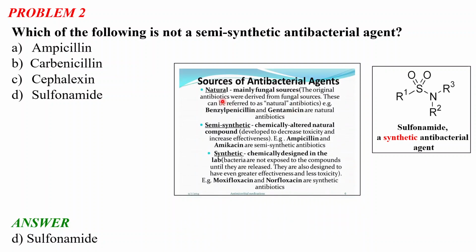Now there are various types of sources of antibacterial agents. First and very important is the natural antibacterial sources, mainly the fungal sources. The original antibiotics were derived from fungal sources. This can be referred to as the natural antibiotics. For example, benzyl penicillin and gentamicin are natural antibiotics. Then we have semi-synthetic antibiotics, chemically altered natural compounds developed to decrease the toxicity and increase the effectiveness of the naturally found antibacterial agents. For example, ampicillin and amikacin are semi-synthetic antibiotics.